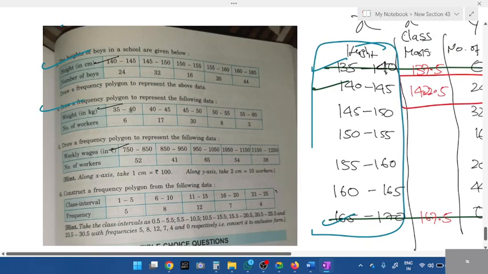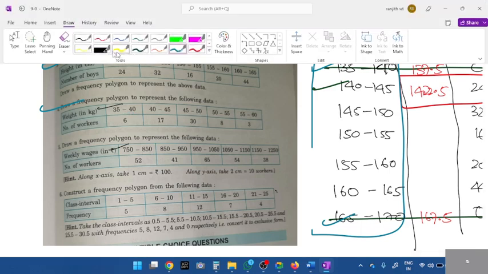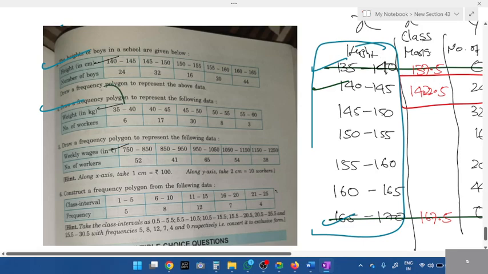Four. Continuous or discontinuous? Continuous. What value will you take before 35? Very good. 32, 35. Next, 750. What is the difference between 750 and 850? 100. So it should be from 600 or 650. 650 to 750. Understood?